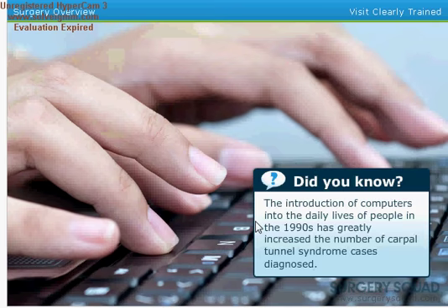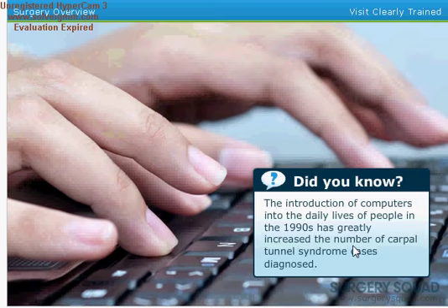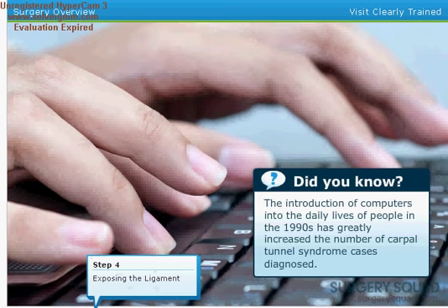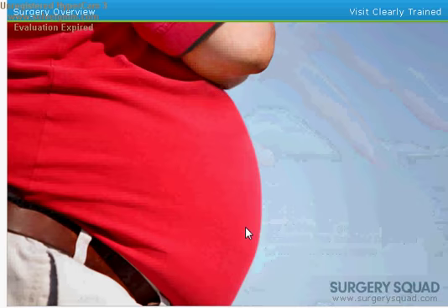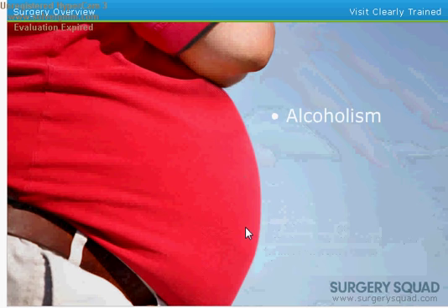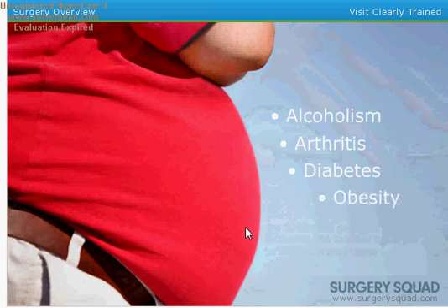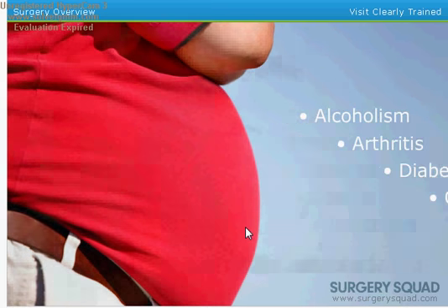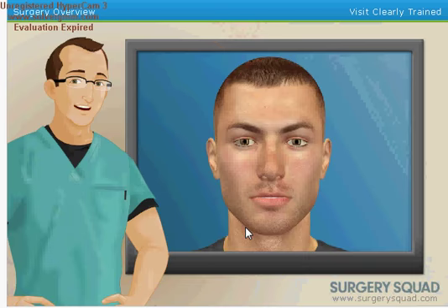Performing repetitive motions with the hand or wrist over a long period is the main cause of carpal tunnel syndrome, and the condition is more commonly seen in women than men. Researchers have also discovered that other medical problems such as alcoholism, arthritis, diabetes, obesity, and infections could also lead to carpal tunnel syndrome. Today we'll be operating on a patient who has been diagnosed with carpal tunnel syndrome after experiencing numbness and weakness in the palm of his hand and thumb.